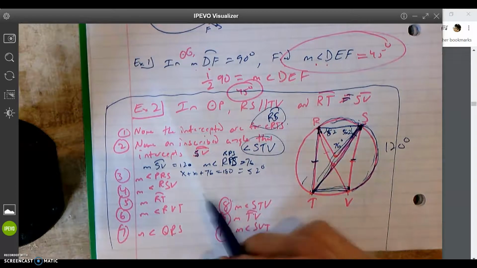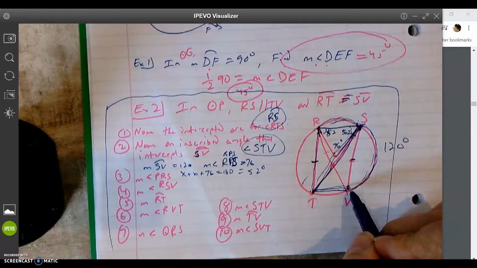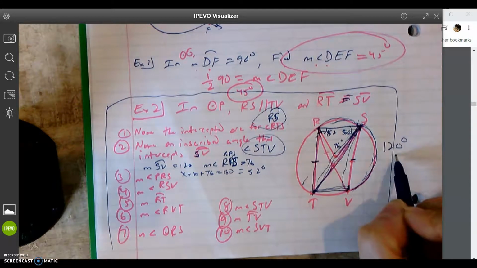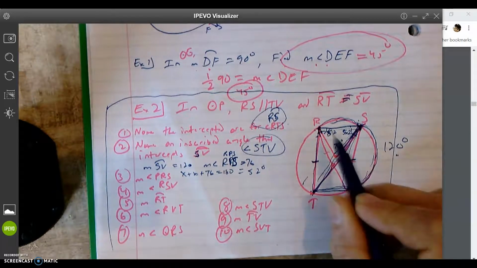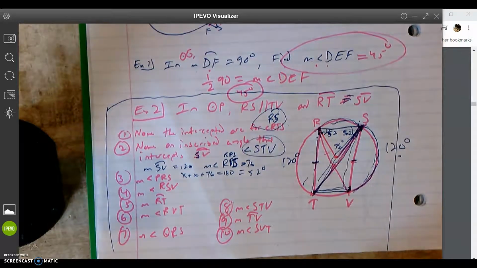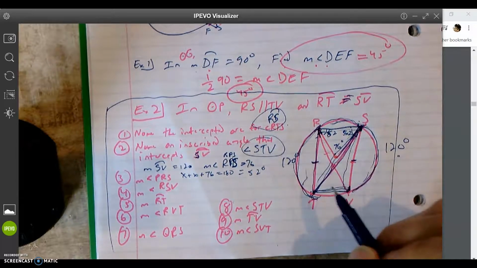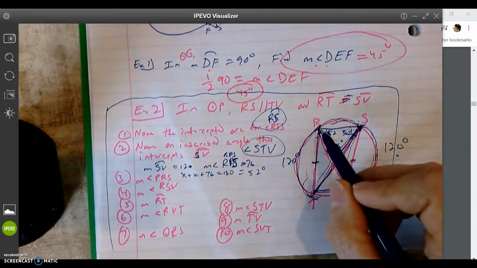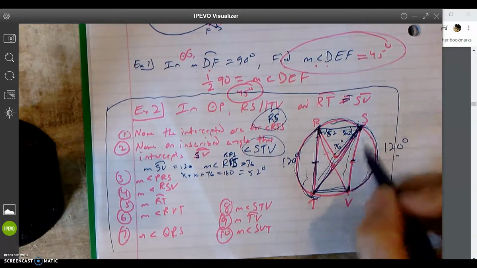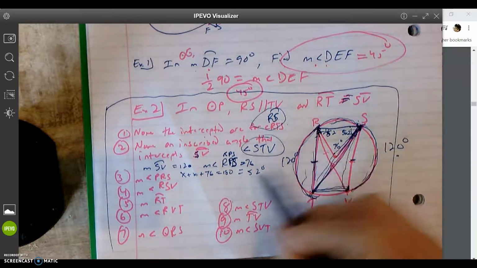Okay. So RSV now. RSV. So that angle right there. Well, we know that this is 120, and because these chords are equal, SV and RT, that means that this arc, RT, is also going to be 120. That's from last lesson. So if this chord and this chord are congruent, they're the same, that means the corresponding arc that it's opposite is also congruent.